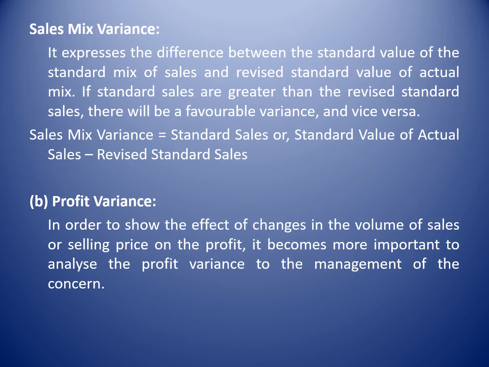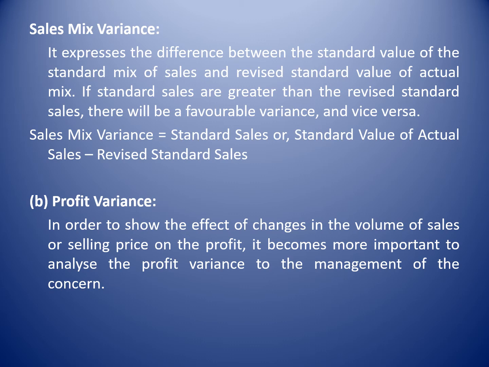Now sales mix variance. It expresses the difference between the standard value of the standard mix of sales and the revised standard value of actual mix. If standard sales are greater than the revised standard sales, there will be a favorable variance and vice versa. Sales mix variance equals standard sales, or standard value of actual sales, minus revised standard sales.